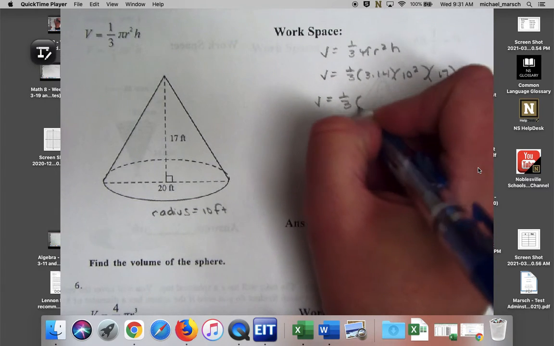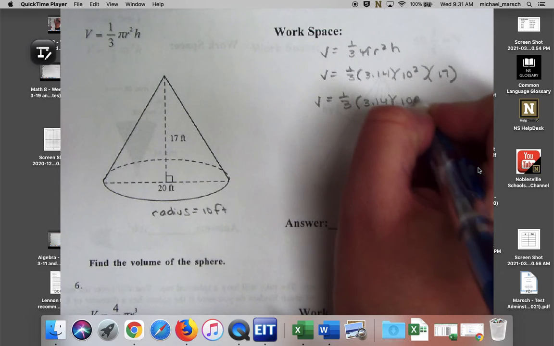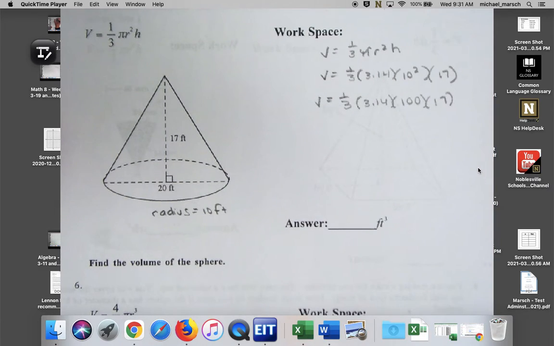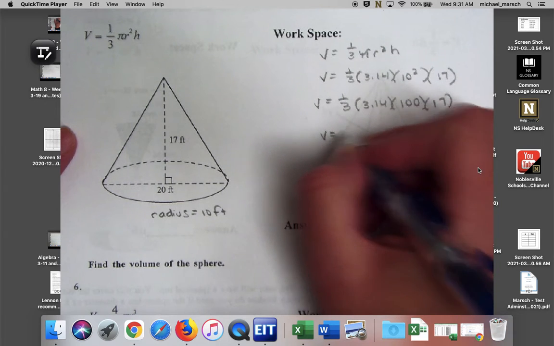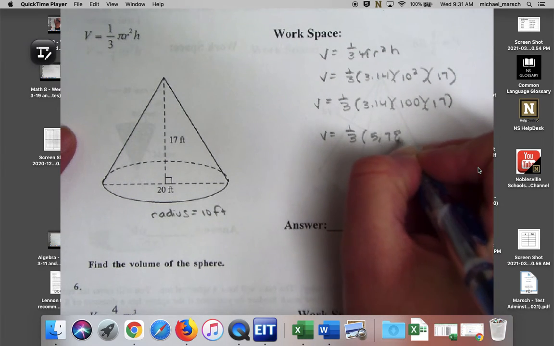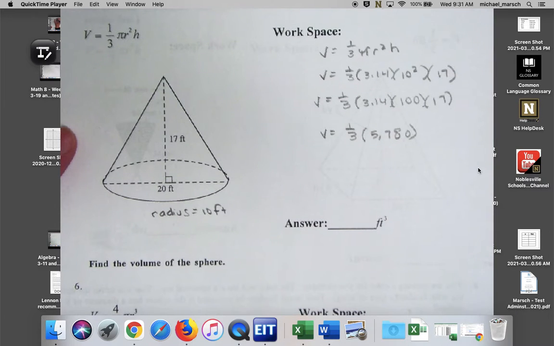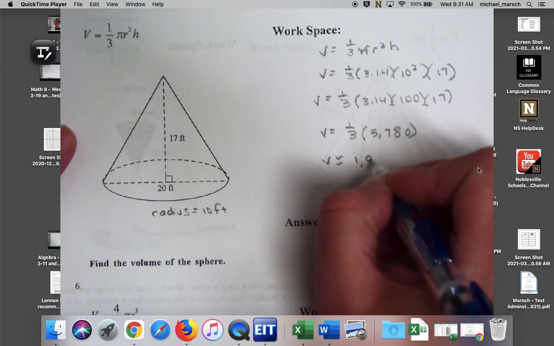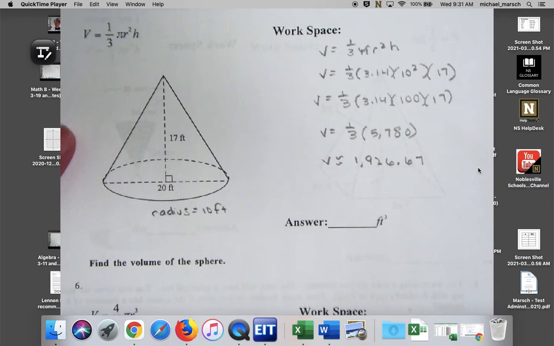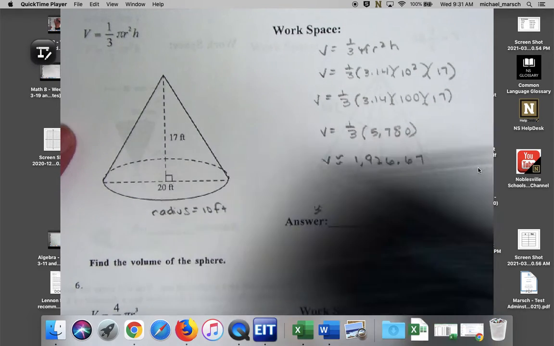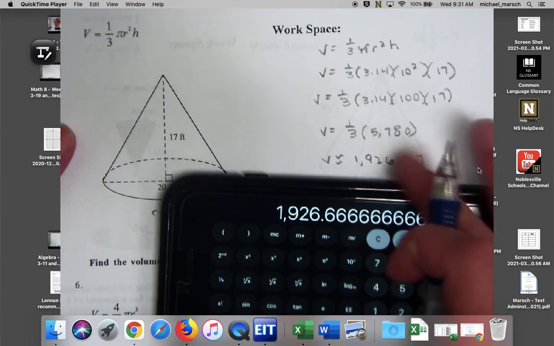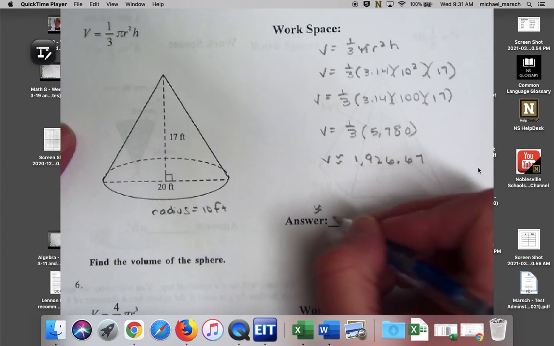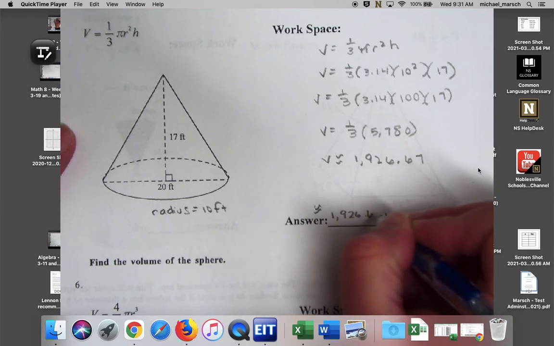Volume equals 1/3 times 3.14 times 100 times 17. So in my calculator, I'm going to do 3.14 times 100 times 17, and I get 5,780. Last step is to divide by 3. So I get volume is about 1,926.67. So I would say, because that was repeating, right? If you look here at my calculator, it's all these repeating 6s. So then I fill in here, 1,926.67.